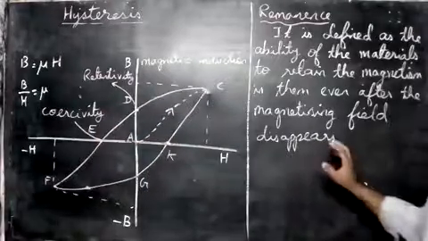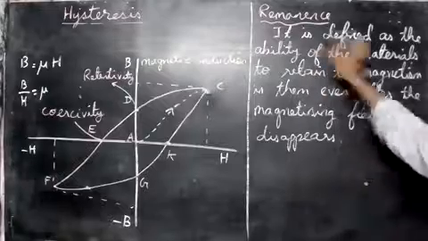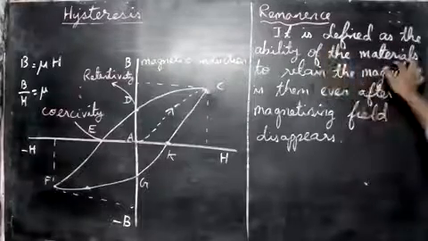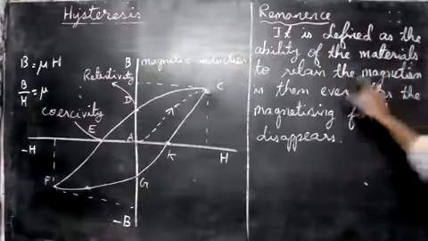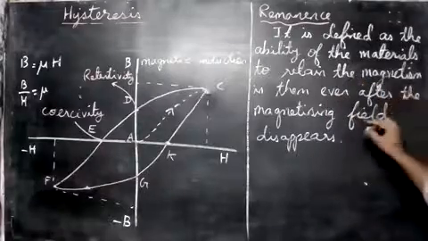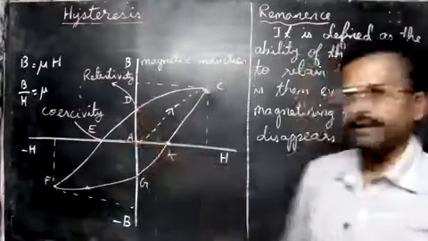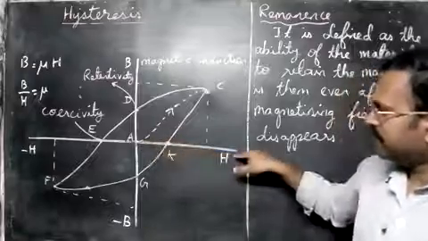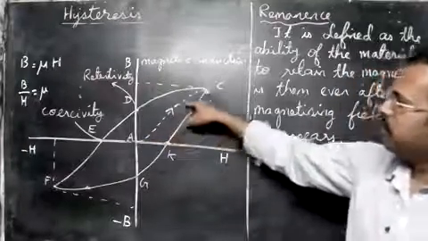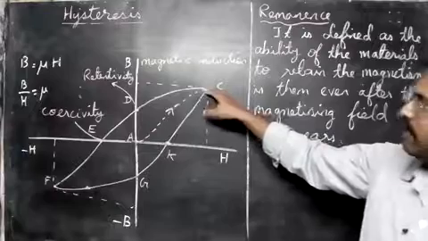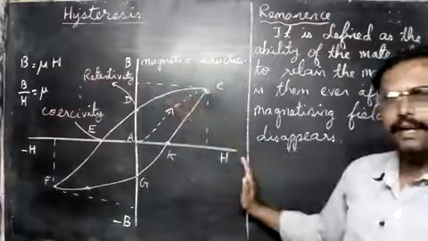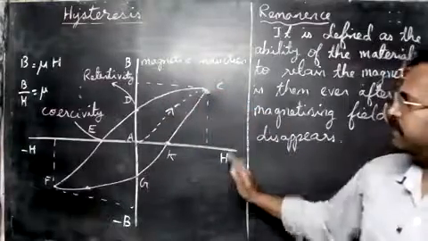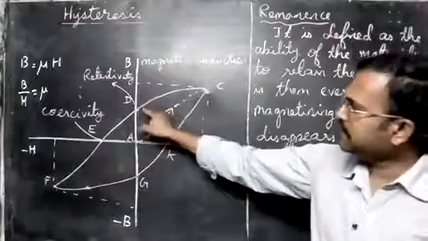Now let's study remanence. It's defined as the ability of a material to retain magnetism in it even after the magnetizing field disappears. Let's see the graph here. We increase the magnetizing field this way, so first it went to C. Then we decrease the magnetizing field. H means the magnetizing field. When we decrease it, it comes to D here.